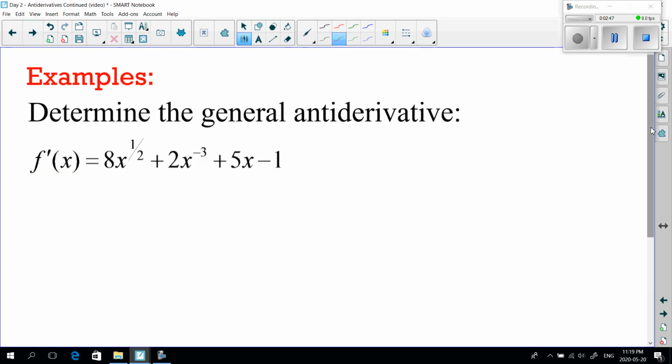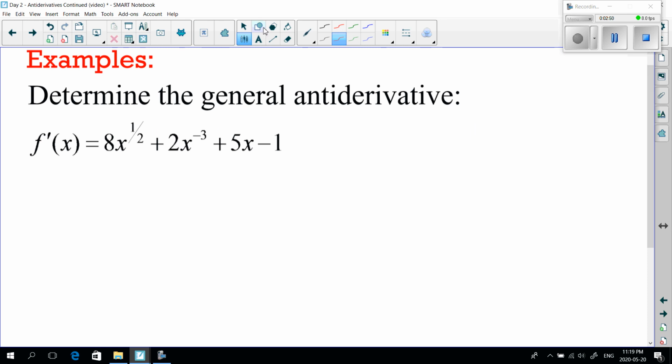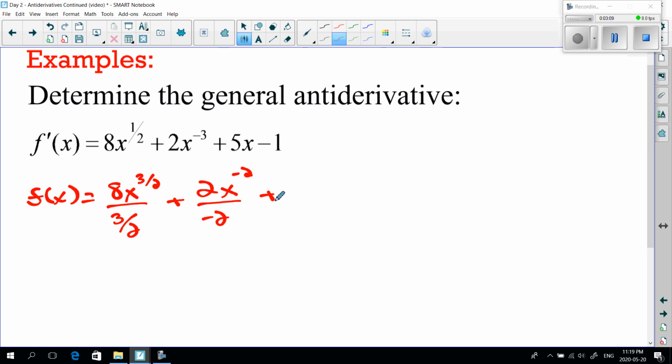So here's one, f prime x equals, f of x is going to equal, add 1 to the exponent, 1/2 plus 2 over 2 would be 3 over 2, and now I'm going to divide by 3 over 2. Plus 2x to the negative 3 plus 1 is negative 2, divided by negative 2. 5x to the first plus 1 becomes x squared, divided by 2, and this would be negative 1x plus c.